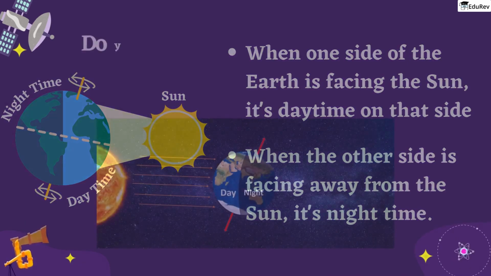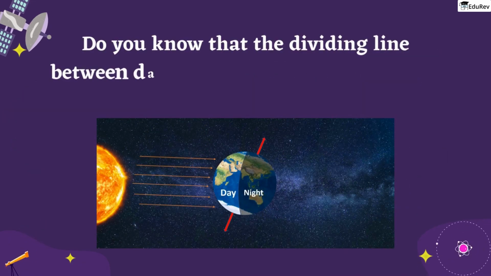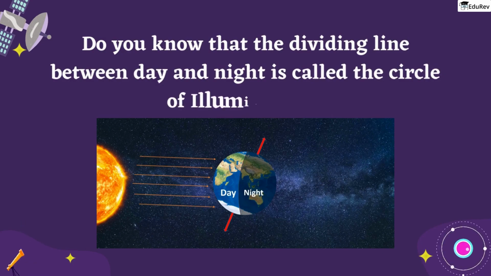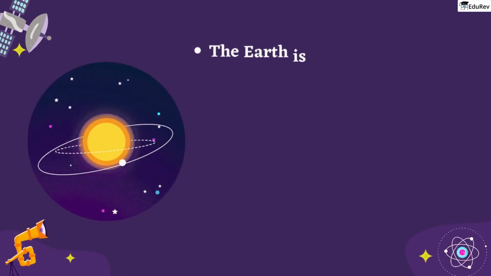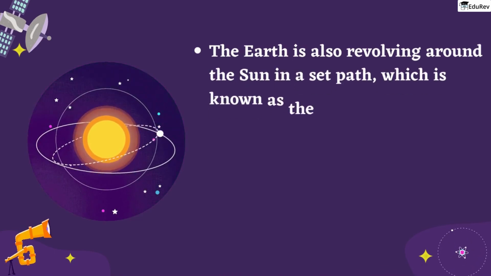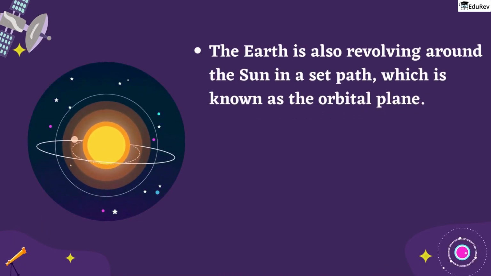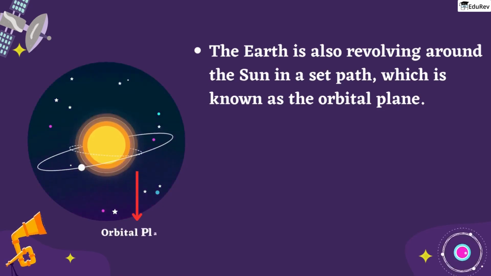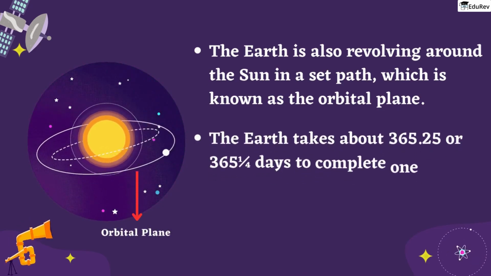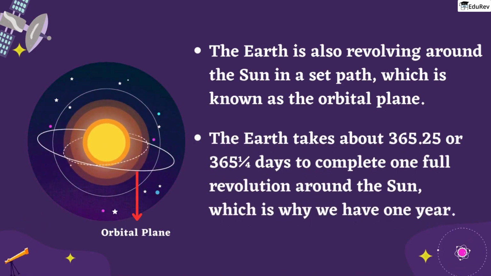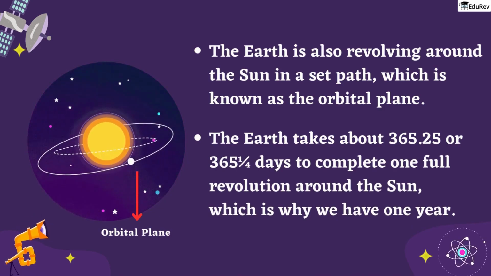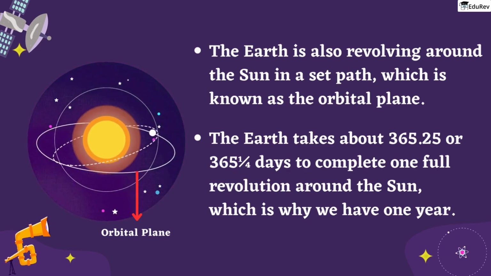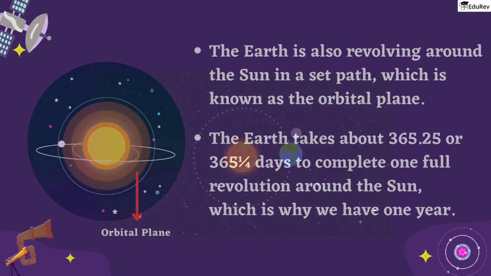Also students, do you know that the dividing line between day and night is called the circle of illumination? But that's not all. The earth is also revolving around the sun in a set path, which is known as the orbital plane. The earth takes about 365.25 days to complete one full revolution around the sun, which is why we have 1 year.